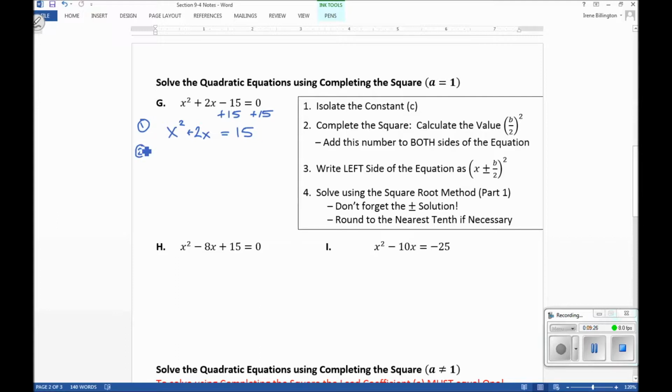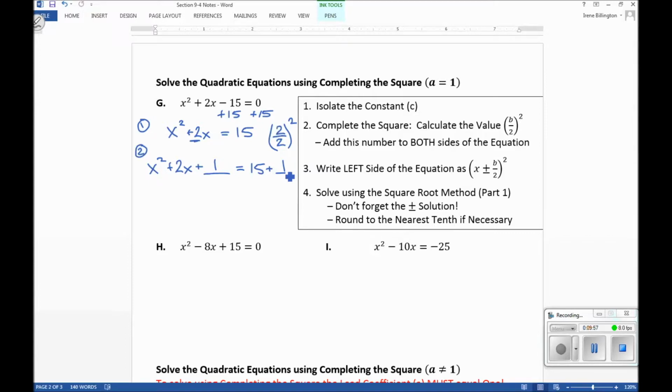Okay, my second step is to complete my square. So we take b divided by 2 squared, and I need to add that number to both sides of my equation. So in this case, b is 2. So I'm taking 2 divided by 2, and I'm squaring it. 2 divided by 2 is 1, squared is 1. So we are going to take b divided by 2 squared, which we said was 1, and add it to both sides of our equation.